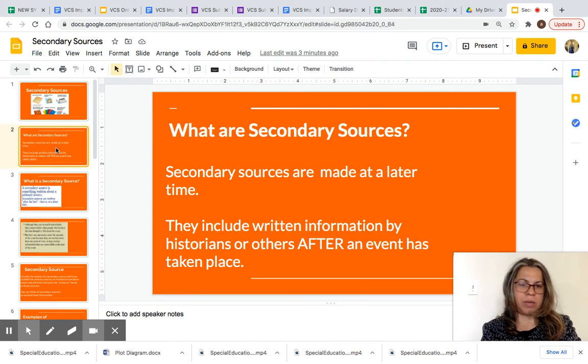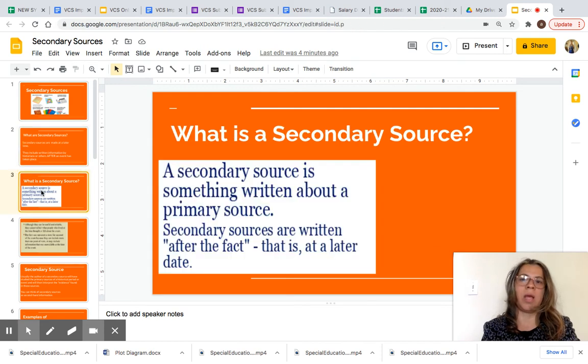What are secondary sources? Secondary sources are made at a later time. They include written information by historians or others after an event has taken place. A secondary source is something written about the primary source. Secondary sources are written after the fact, that is, at a later date.